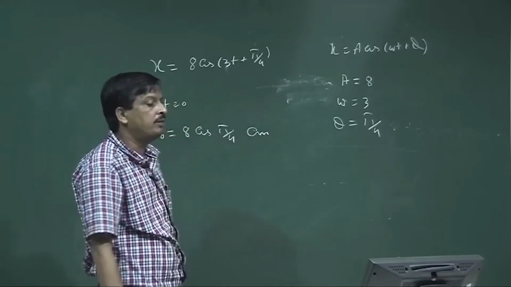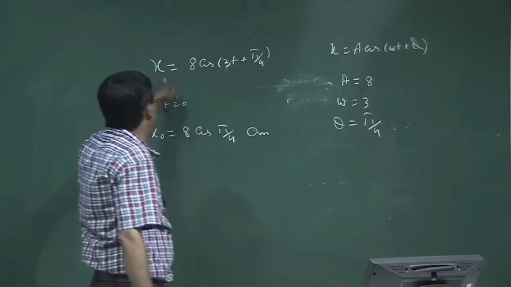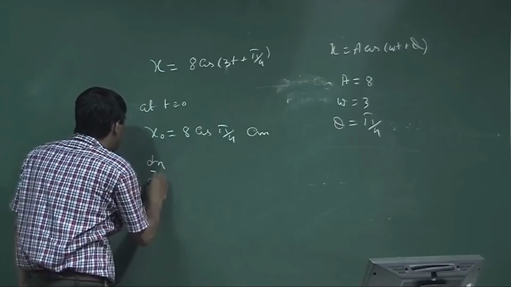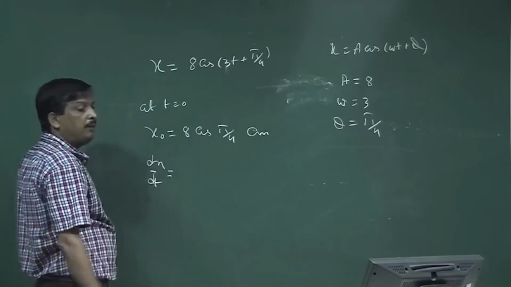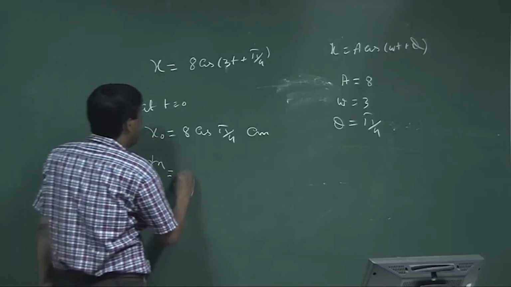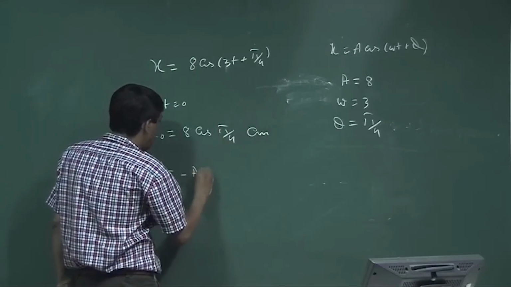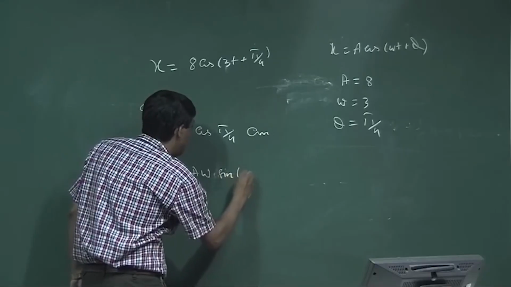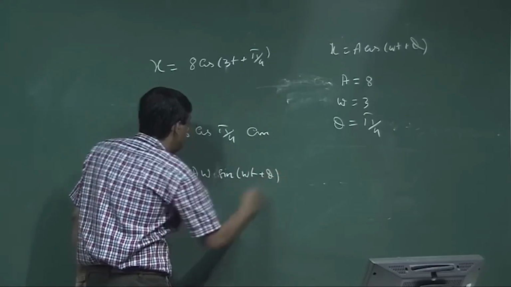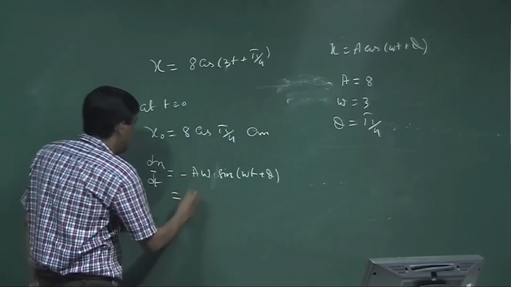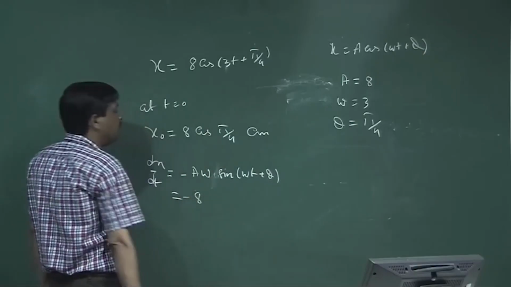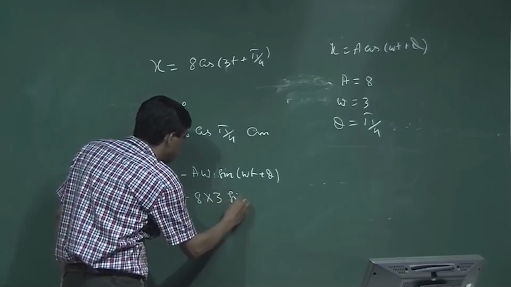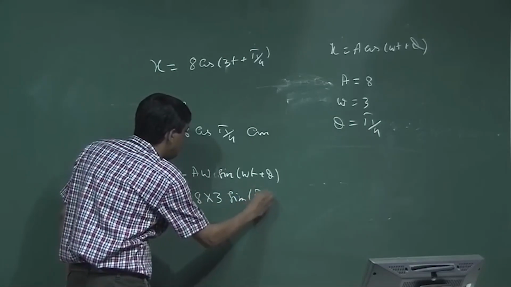Now, if I ask what is the velocity of that oscillation? So, velocity is nothing but dx/dt. If I take the dx/dt, it is minus A omega sin(omega t + phi). So, what is A? It is nothing but 8. What is omega? It is nothing but 3, sin at t equal to 0, pi by 4.